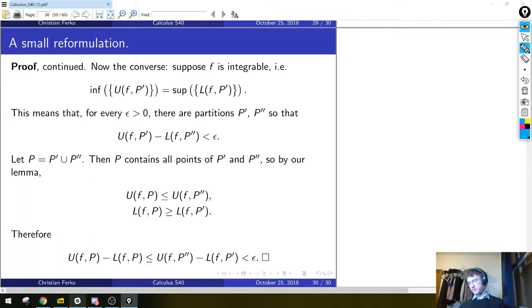Okay, sorry, I botched this last part a little bit, but I think it'll make more sense once we work through the sup and inf stuff.